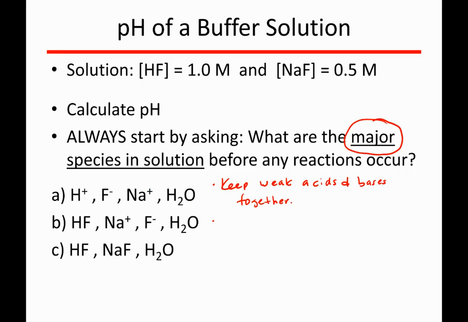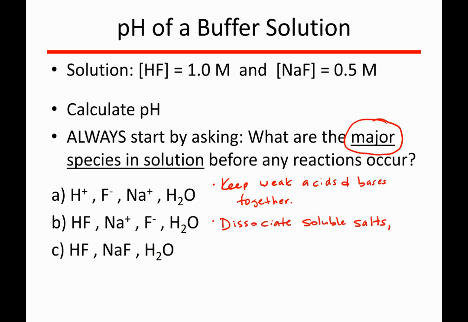Now, NaF is a soluble ionic compound, and we've talked about how those dissociate completely into ions in solution. And so you will not have NaF in solution. You will have dissociated Na plus and F minus ions in solution. That's the major form that the NaF shows up in. And so another rule for writing the list of major species is that we will always dissociate any soluble salts.